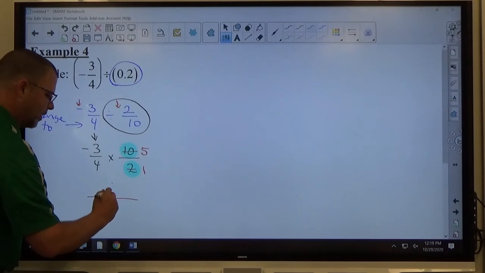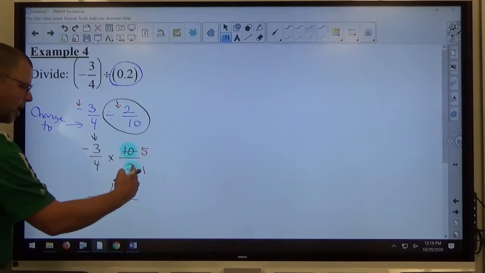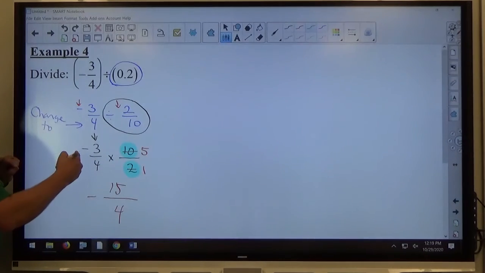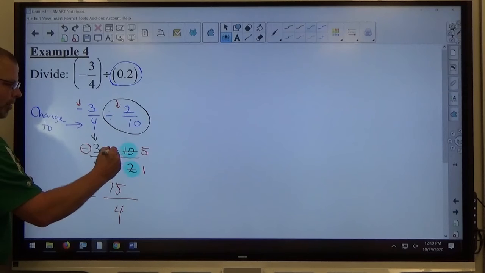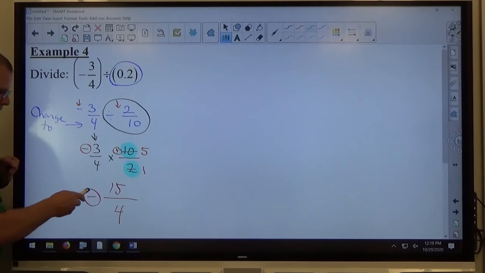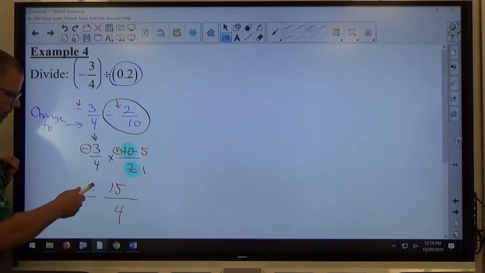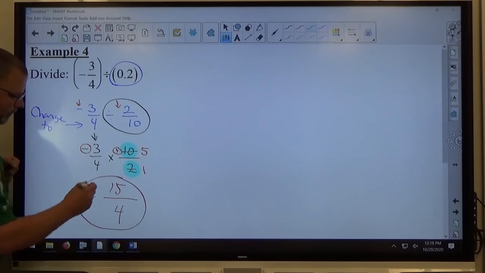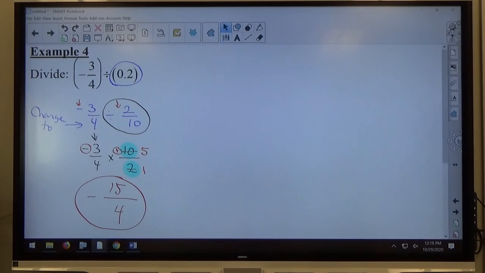3 times 5 makes 15. Bottom times bottom, 4 times 1 makes 4. Again, a negative and a positive makes a negative solution. So the answer is -15/4. And again, improper fraction, final answer is perfectly fine. Please leave it as an improper fraction. Please become comfortable with that.